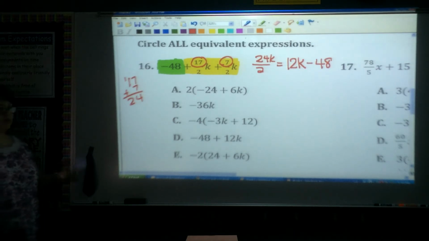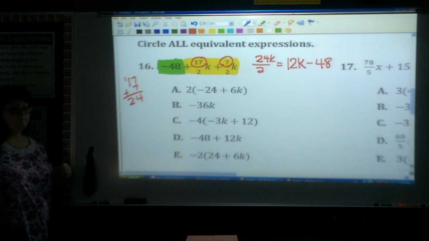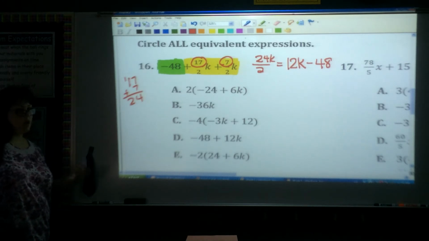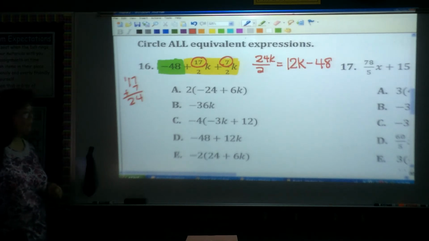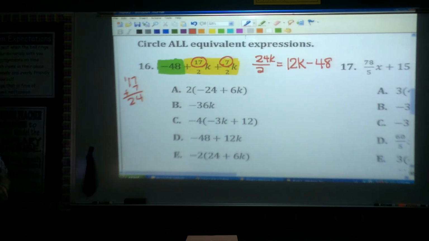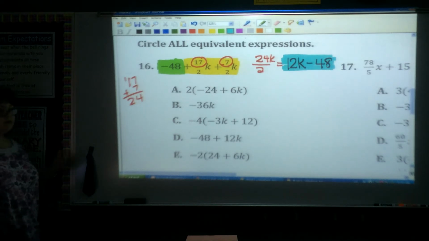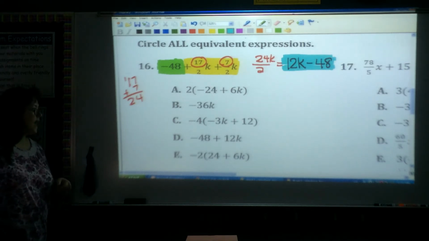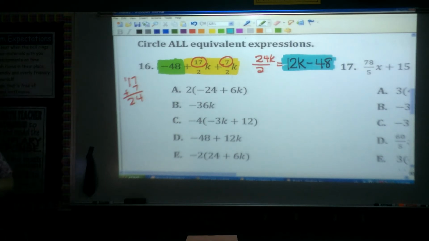And remember, we can't combine the 12k and the 48 because they're not like terms. 48 does not have a k. So we're looking for a solution that is 12k minus 48. So now let's look at our choices. We have 2 times the quantity, negative 24 plus 6k. So let's use our distributive property and multiply through.